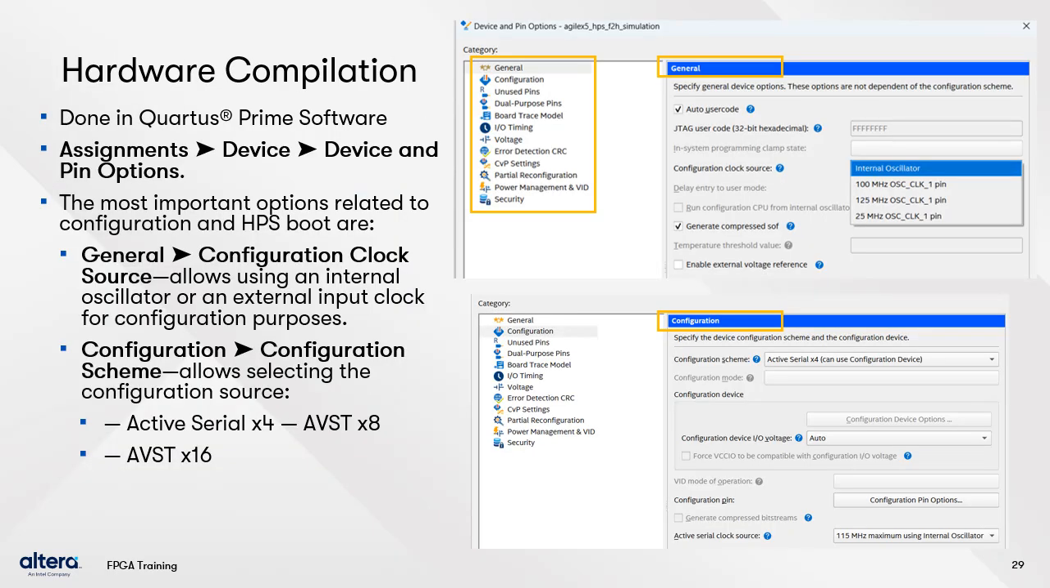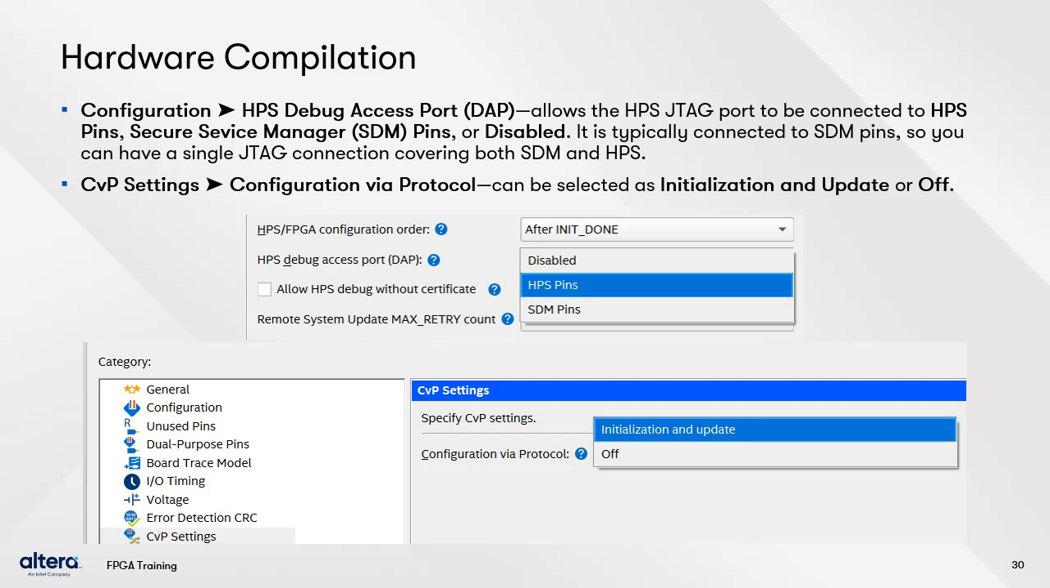Settings for hardware compilation can be done from the Assignments option, then Device and Pin options. Some of the most important configurations to be set in this option are the clock source and configuration scheme. For more information about these options, refer to the Device Configuration User Guide for Agilex 5 FPGAs and SoC, or any other family you are working with. The configuration option for HPS Debug Access Port allows the HPS JTAG port to be connected to HPS pins, SDM pins, or disabled for a JTAG debugging connection.